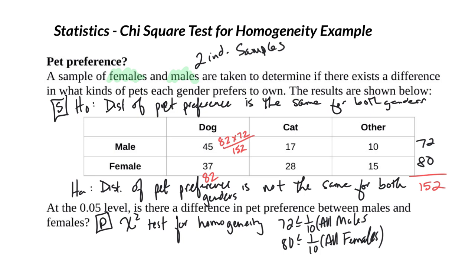And then we would do the same thing for the females. We would say, well, there were 82 dog people, 80 females out of 152. So we'd have to do this calculation 6 times. We don't have to do that. Our calculator will do this for us. But you would figure out, well, how many cat people were there? In this case, 45. So it'd be 45 times 72 divided by 152.